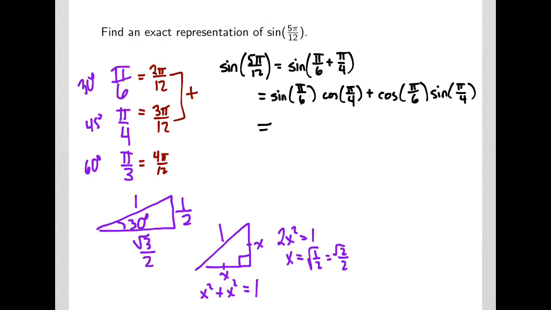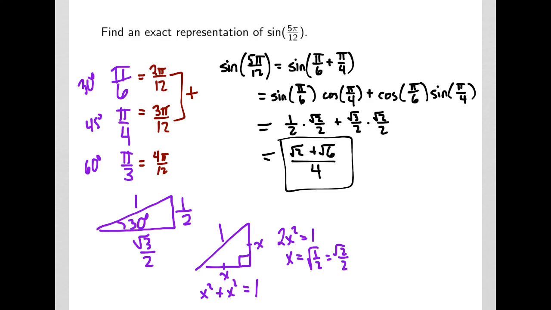So as I go in and use my values, the sine of 30 degrees, or pi over 6 radians, is a half. The cosine of pi over 4 is root 2 over 2. The cosine of pi over 6 is root 3 over 2. And the sine of pi over 4 is root 2 over 2. So that I get an exact formula for the sine of 5 pi over 12. It's root 2 plus root 6 over 4.